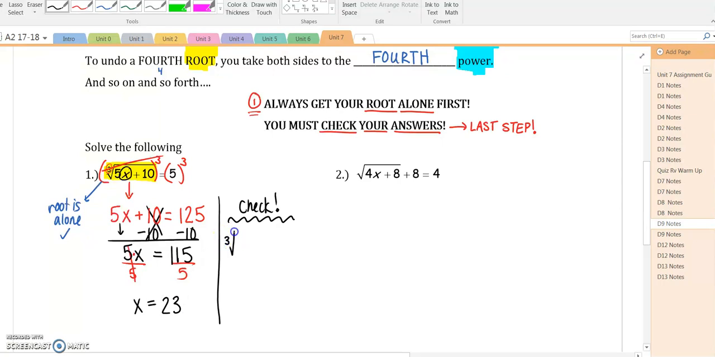So I'm going to write cubed root, but then instead of 5 times x, it'll be 5 times 23 plus 10. And what you're checking is, does that equal 5? So I'm going to put a question mark there. Does it equal 5? And we're going to do it on our calculator to see if it works.